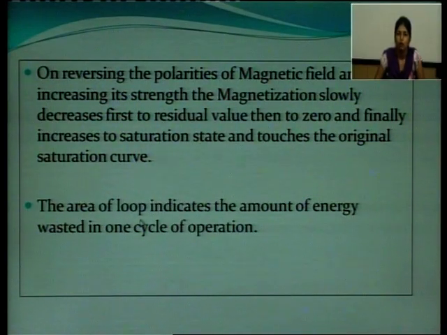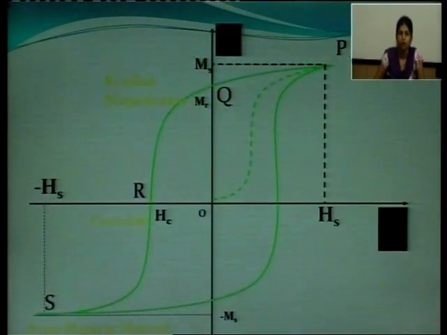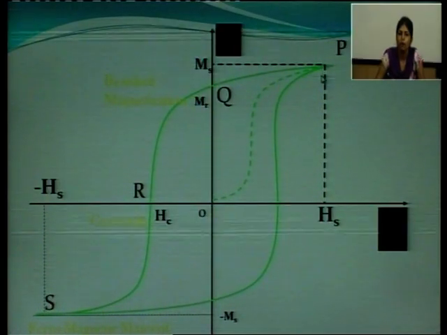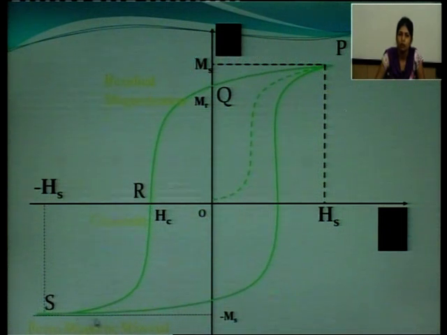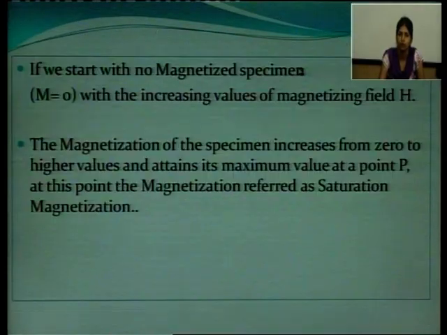The area of the loop indicates the amount of energy wasted in one cycle of the operation. Firstly we increase the value of H, then decrease, then again increase in the negative direction, and it will meet the same point. This is known as the closed loop or hysteresis loop, and it indicates how much energy has been wasted in one cycle of magnetization.